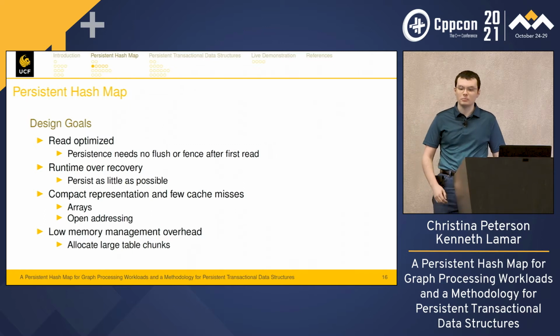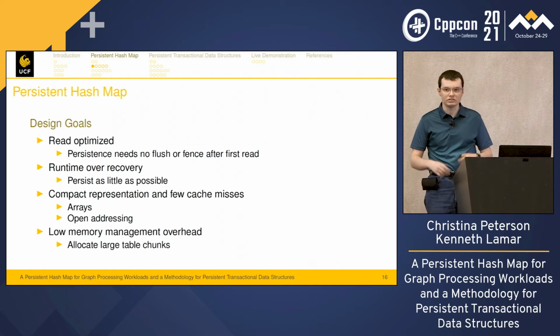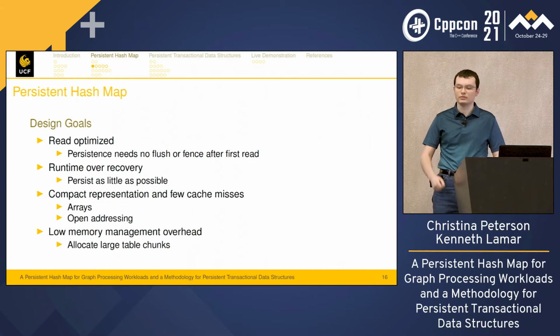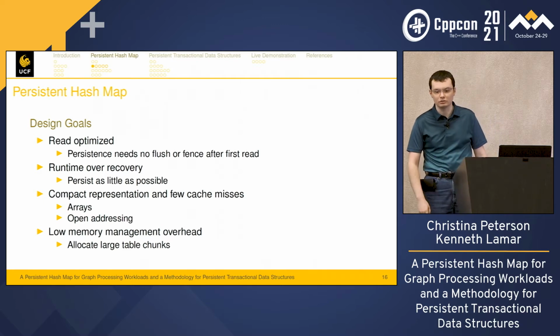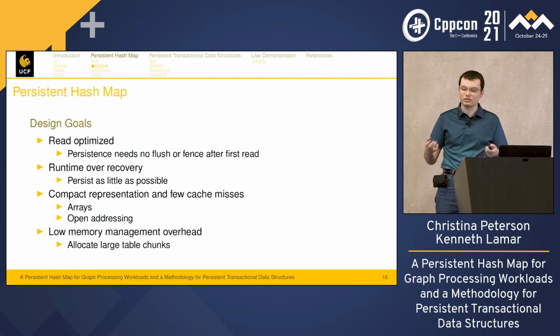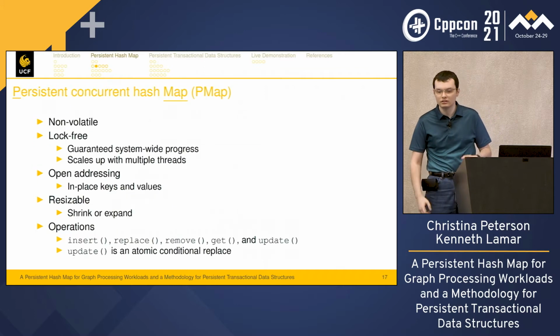We also wanted a compact representation with few cache misses, and we accomplished that using arrays and an open addressing sort of layout. And we also wanted to minimize the overheads of memory management because persistent memory allocators are relatively immature at this point. So at this point, we decided to try to focus on allocating large table chunks.